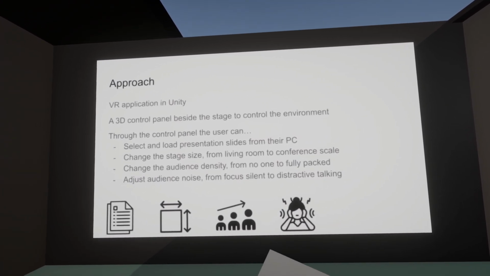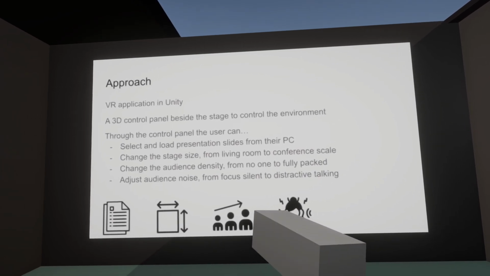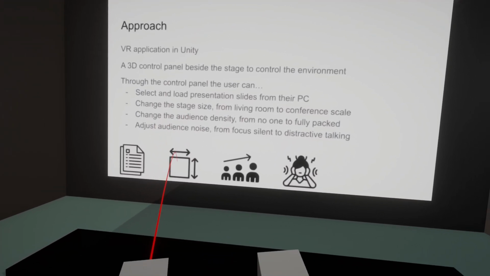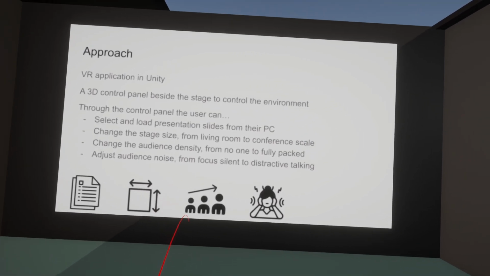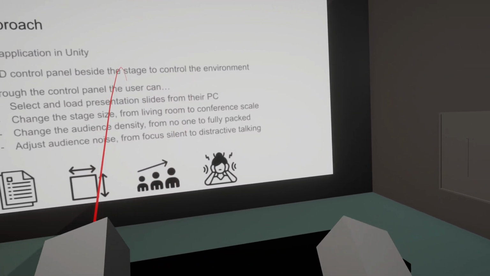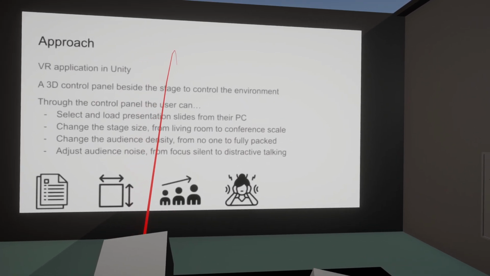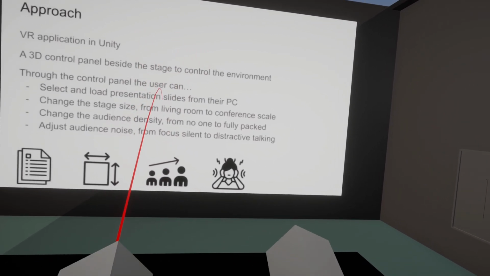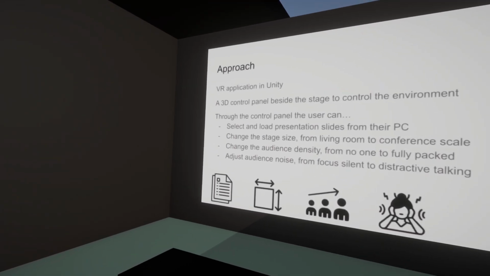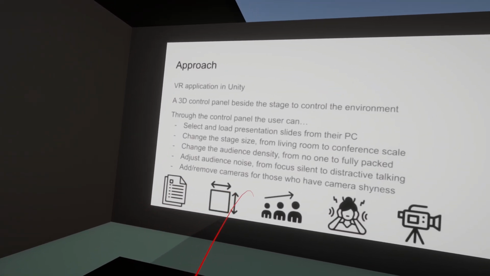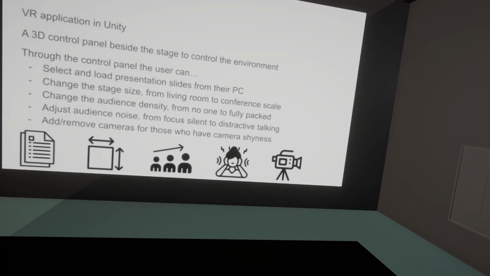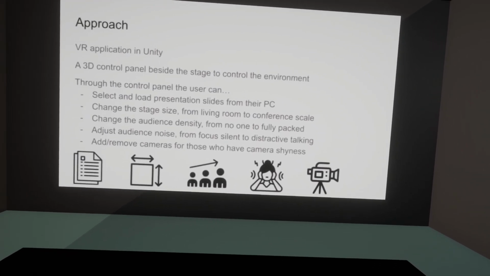I wanted to have a variable where you could see, oh, here's a focused audience who listens to you and they are quiet, or here's an audience that doesn't care about your presentation and kind of distracts everyone and yourself by distractive talking, as mentioned here. I wanted to add cameras for those that might be camera shy or have difficulties presenting in front of a camera.